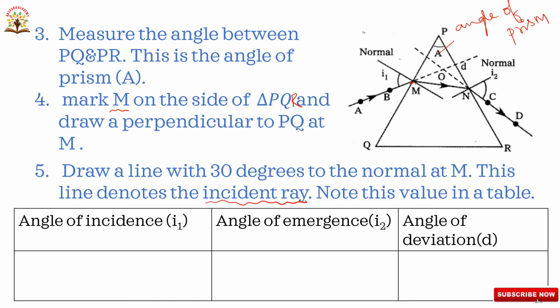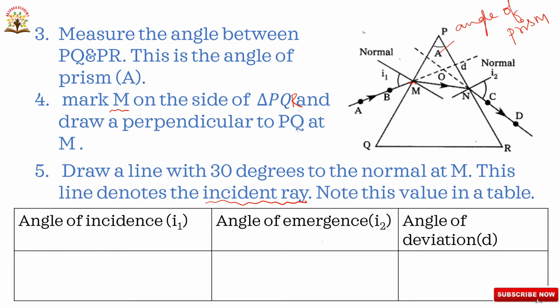This is the table: angle of incidence, angle of emergence and angle of deviation. For each and every value we have to calculate. Here we are increasing the angle of incidence: 30, 35, 40, like that. So we have to measure each and every angle of incidence and angle of emergence, and last we have to calculate the angle of deviation.